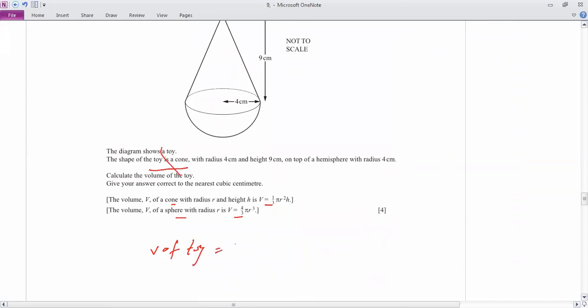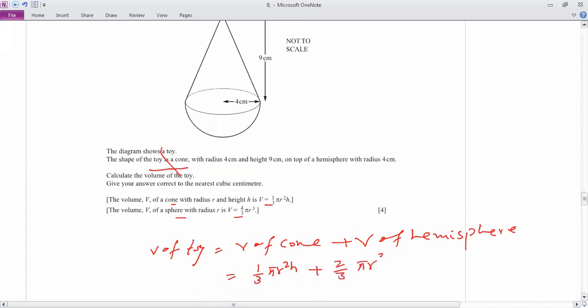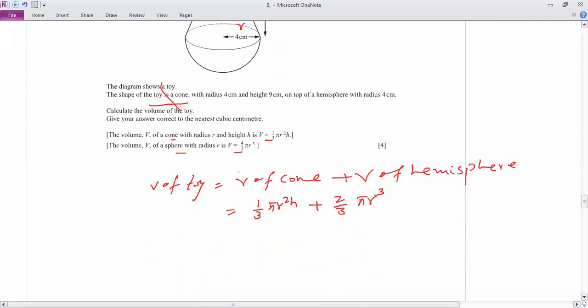You can say the volume of the toy will be volume of cone plus volume of hemisphere. Now, what is the volume of cone? Because it's a full cone, 1 over 3 pi r square into h, plus the volume of hemisphere, it will be 2 over 3 pi r cube. Now height is 9. This is height. This is radius, obviously. So just put the values and get that. Simple.